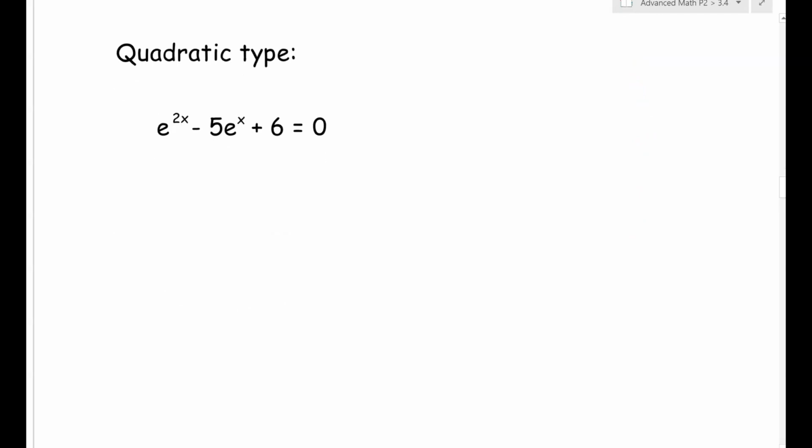All right, so it's a quadratic type. What do I mean by that? Well, you know, it's like this: y squared minus 5y plus 6 equals 0. Well, how do you solve that? Well, you have to factor it, right?